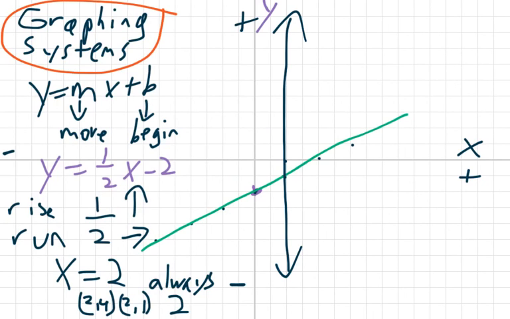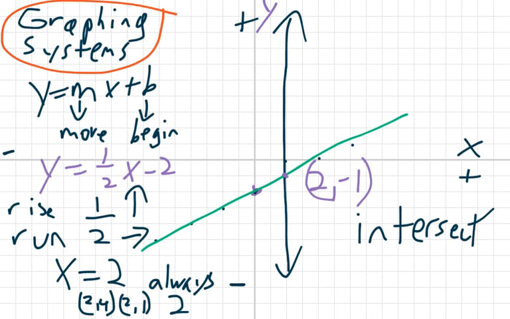And the solution for that system is going to be where they intersect. So where do these two lines intersect? Well, check it out. It's right there. And that ordered pair is right 2, down 1, so it's 2, -1 would be your solution.